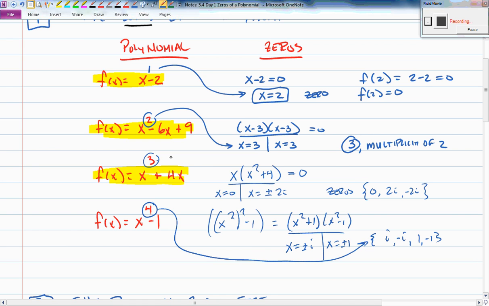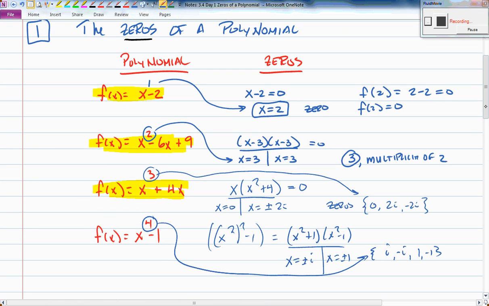That's not an accident. In fact, it's happening every single time. So 3rd degree, 3 zeros, 2nd degree, 2 zeros, multiplicity of 2, and then 1st degree, 1 zero. So there's something going on here with the zeros of a polynomial. Before we move on, though, I want you to understand that zeros is the same thing as x-intercepts. It's the same thing as solutions. It's the same thing as roots. All of these words mean the same thing. So zeros, x-intercepts of a graph, solutions, roots, these all mean the same thing.